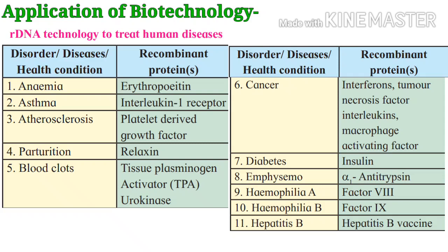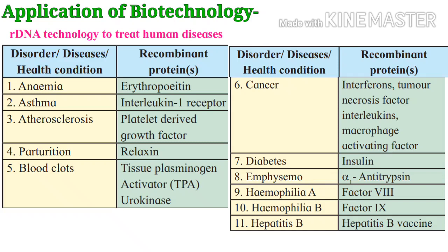Another example is emphysema. Emphysema is a condition which causes shortness of breath. This condition can be treated by alpha-1 antitrypsin. Alpha-1 antitrypsin is a recombinant protein which treats emphysema.